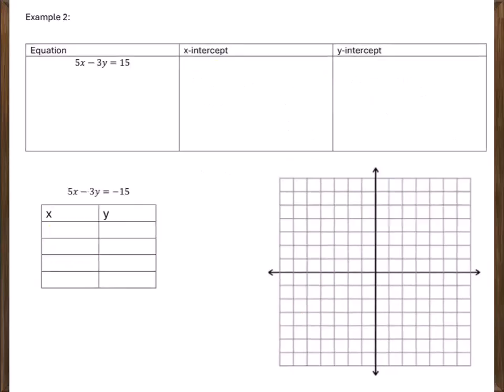Let's work on this next example. Again, we have to start by reminding ourselves that the x-intercept is found by setting y equal to 0 and solving for x. And the y-intercept is found by setting x equal to 0 and solving for y. So those are going to be the 2 ordered pairs that end up on our graph and that help us generate our line. So we have 5x minus 3y is equal to 15.